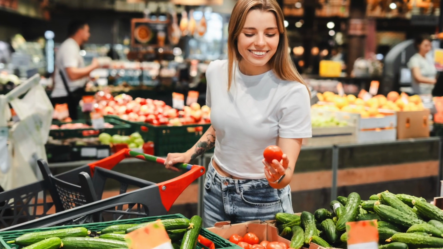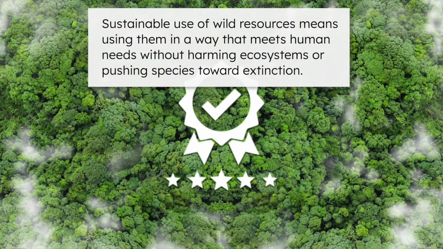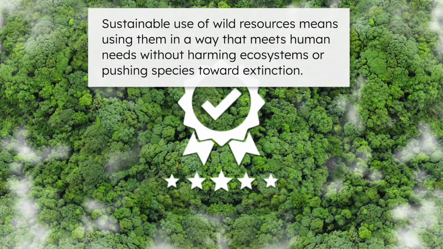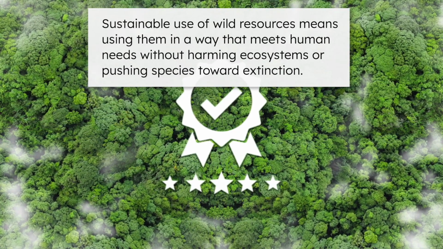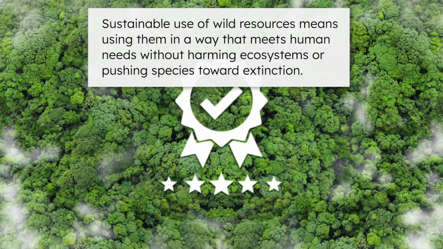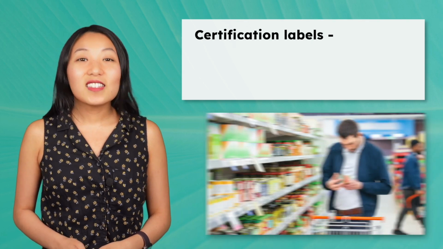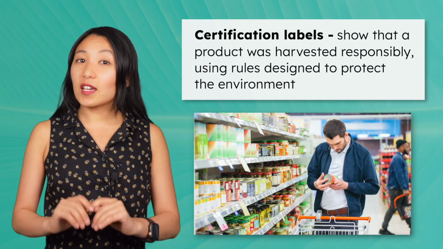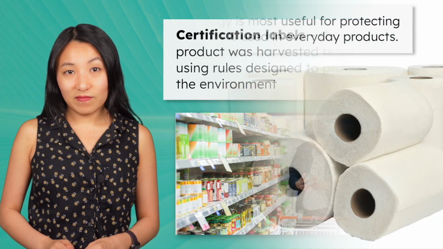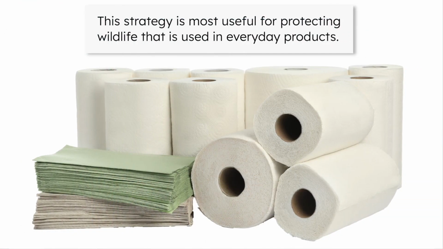Every time we shop, we make choices. Sustainable use of wild resources means using them in a way that meets human needs without harming ecosystems or pushing species toward extinction. One way consumers can support this is by looking for certification labels. These labels show that a product was harvested responsibly, using rules designed to protect the environment.